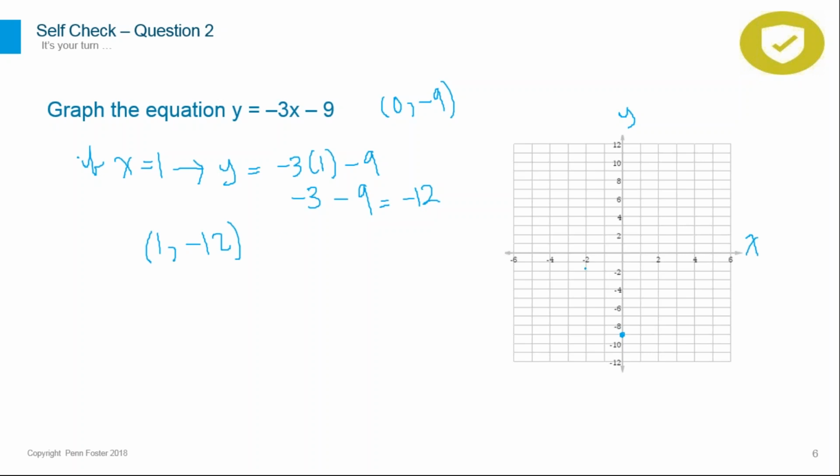Plot the second point on the plane. So it's (1, -12). So (1, -12) will be right here. We have 2 points. We can easily connect the line with a straightedge, and that will make us the line that this equation describes.